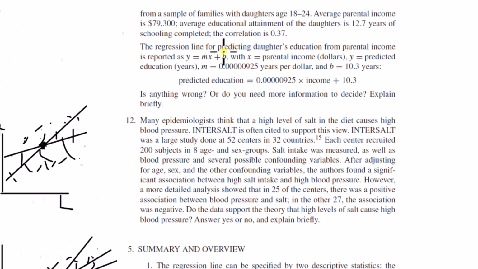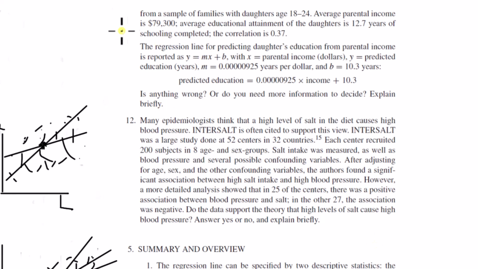The regression line for predicting daughters' education from parental income is reported as y equals mx plus b, with x equal parental income, y equal predicted education, and here's the slope, and here's the y-intercept. So there's the equation. Is anything wrong, or do you need more information to decide? Explain briefly. All right, so let's just go through this.